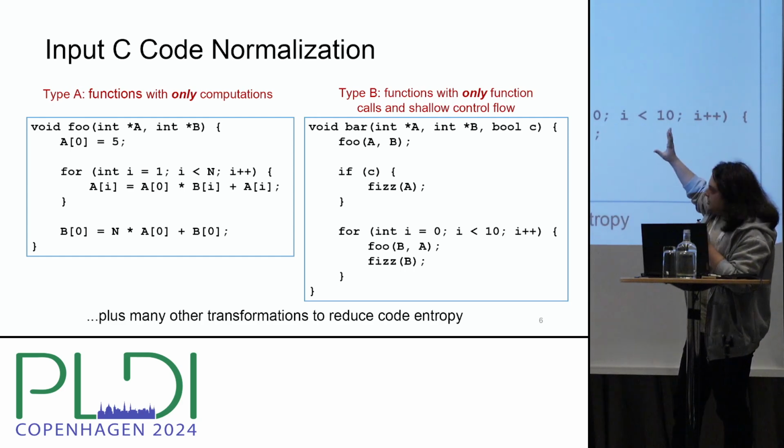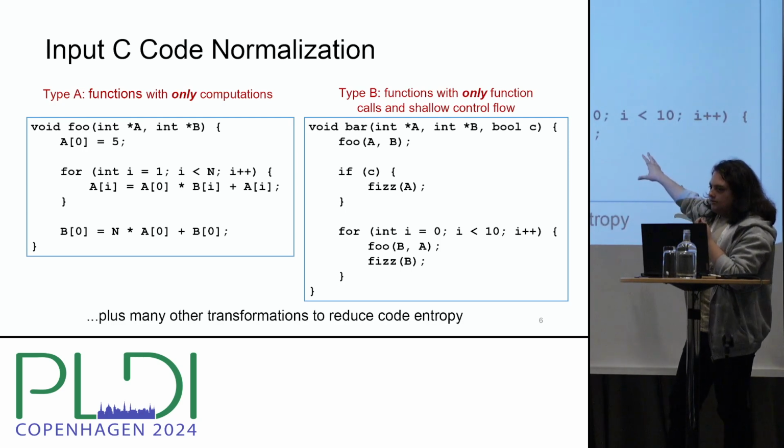We also have very basic control, like if statements and for loops with a single level, so no nesting. But through extensive code restructuring, we can get an easy application, within reason, to map into these two types of functions.